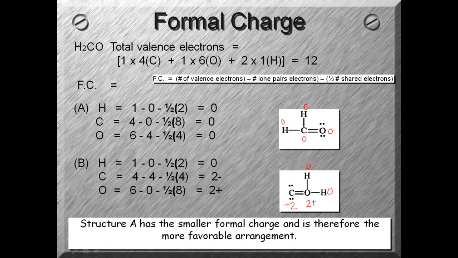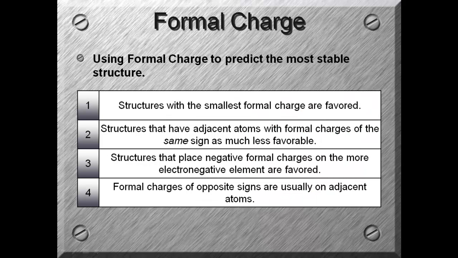So the goal of formal charge is to have the smallest formal charge on each atom. That's the whole goal of using the formal charges to identify appropriate Lewis structures. When using the formal charge to predict the most stable structure, structures with the smallest formal charges are favored.